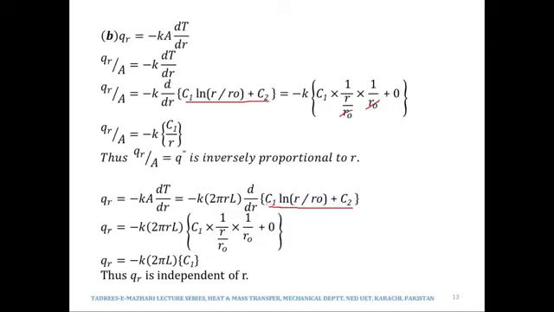So it would be c1 times log of x, the differential of log x would be 1 over x, so it would be 1 over r naught, and then differentiating r over r naught with respect to r will give us 1 over r naught. The differential of a constant would be 0. So r naught will get cancelled out and r will also get cancelled out. So we will have minus k times 2 pi l times c1. Therefore there is no r in there. It means that the heat rate is independent of r.